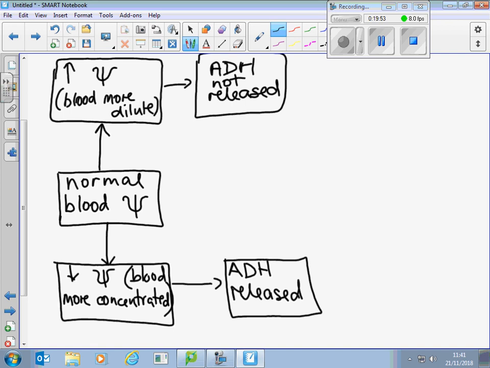What we want to do is look at what ADH does. Well, it stops the kidneys actually allowing water to leave the body. So it takes water back into the blood. So more water is taken back out of potential urine into the blood. So increased water reabsorbed, we'll say, because the kidneys potentially will filter all the water out of your blood.